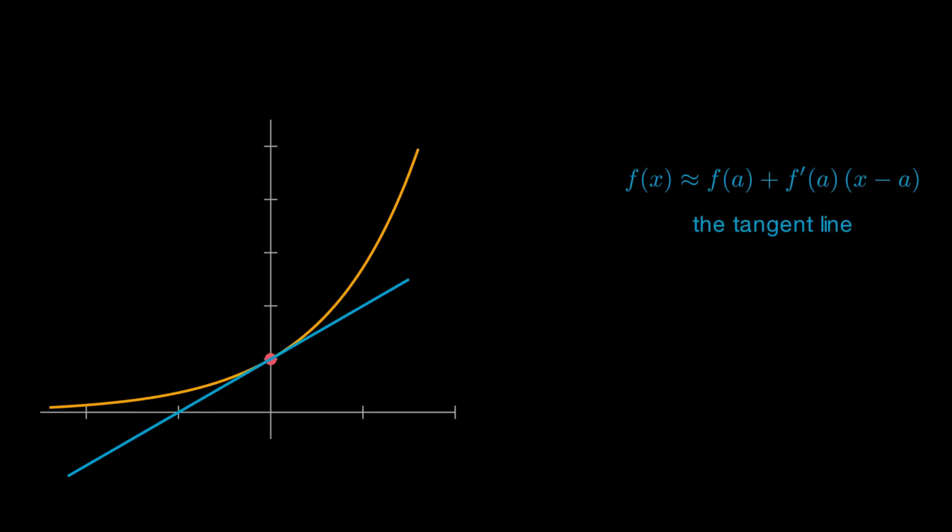A line through the point with the same slope as the curve is the tangent line, f of A, plus the derivative at A times how far you've moved from A. Same value, same slope. Look how well it does right near A. The tangent and the curve are almost indistinguishable close to the point. Step further out though, and they drift apart, because the curve bends and the line doesn't.